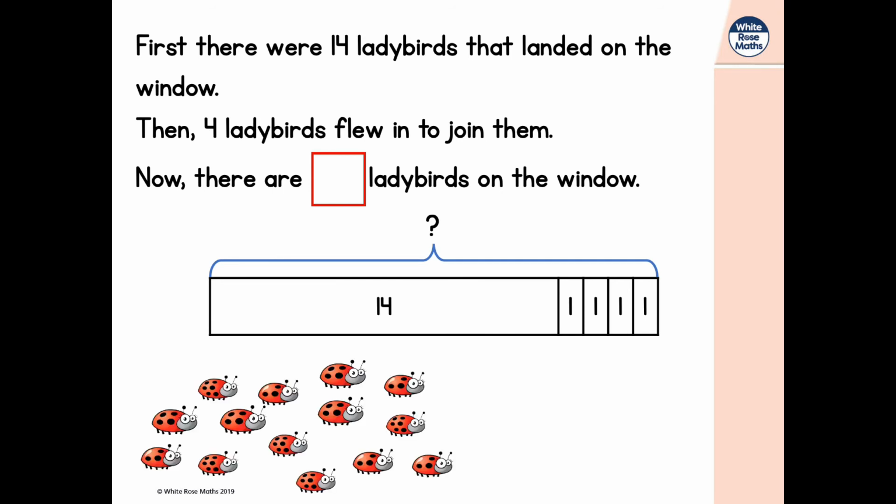First, there were 14 ladybirds. Then 4 ladybirds flew in to join them. I know there are 14, so now I can start counting on, but I'm not going to say the number 14. I'm going to hold that in my head. 14 ladybirds. 15, 16, 17, 18. So now I know that there are 18 ladybirds on the window.